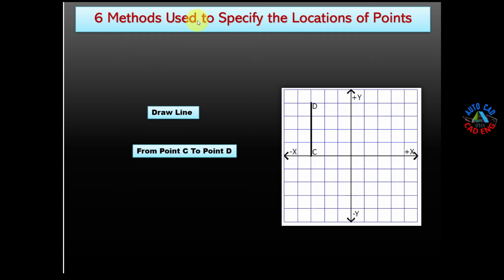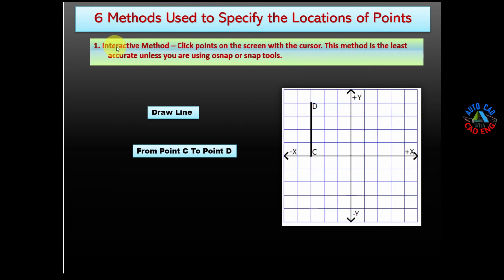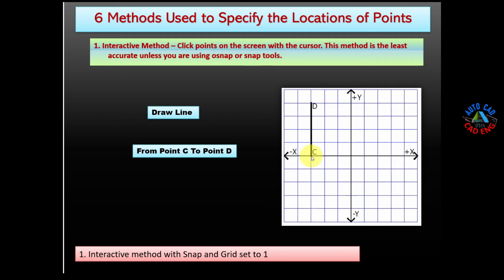Let's learn the 6 methods used to specify the locations of points. This is an example over here. You see a grid. We have to draw a line from point C to point D. So the first method is the interactive method. In this method, we click points on the screen with the cursor. This method is least accurate unless we are using the snap tool. To draw a line from C to D, we will turn on the snapping tool and we will set our grid to 1.